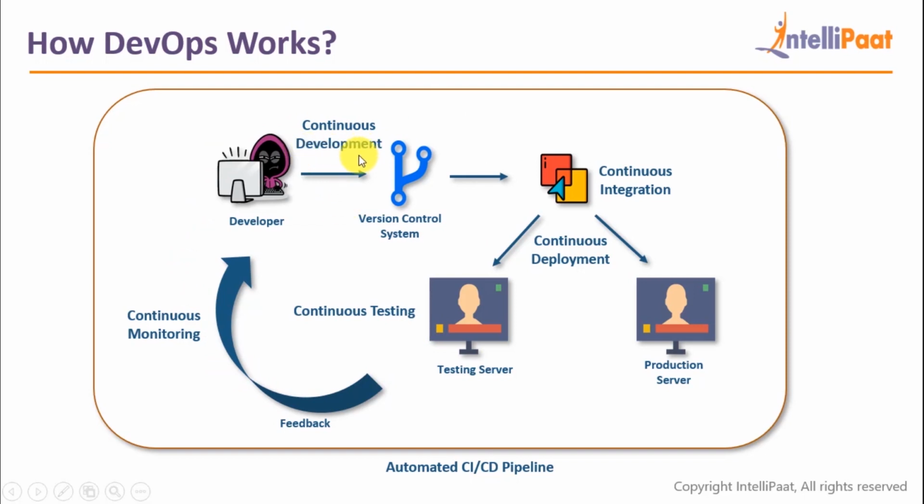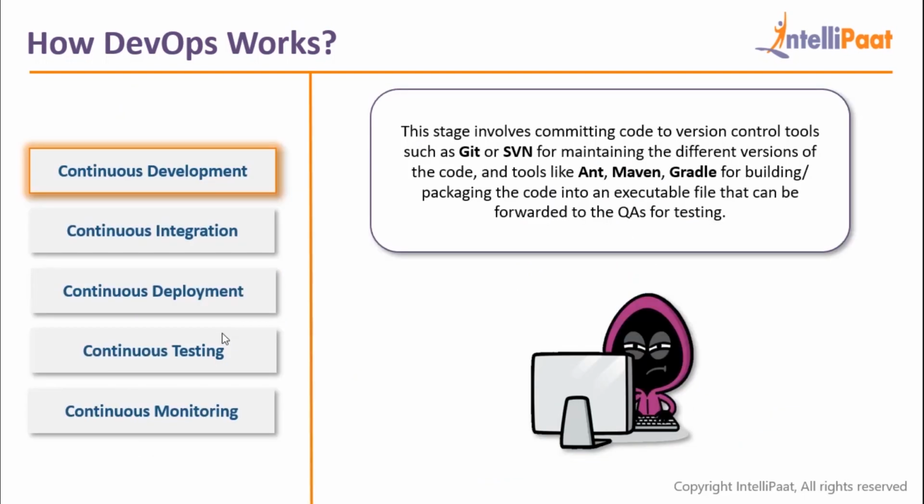Now let's look at each of these stages independently to understand what exactly happens in continuous development and in continuous integration. In continuous development, you push your code to a version control system, which could be software like Git or SVN. The moment you push your code to the version control system, it creates a new version of your code. For example, if you wrote ABC in a text file and uploaded it to the version control system, this was the first version, and the system automatically makes it version 1.